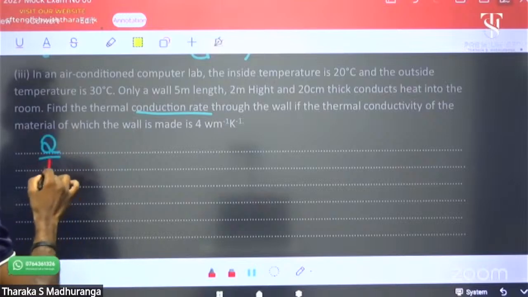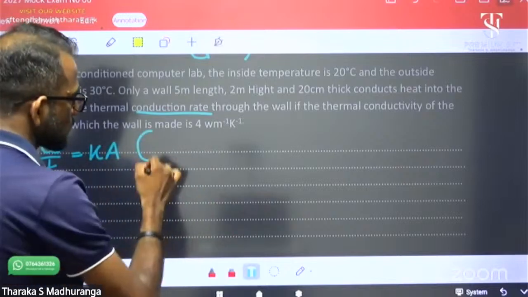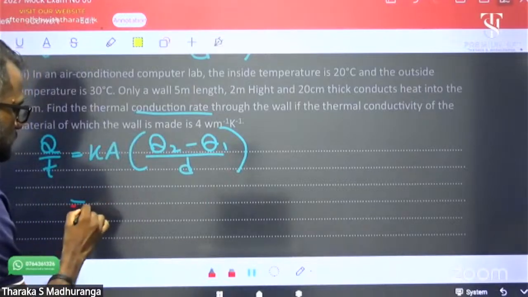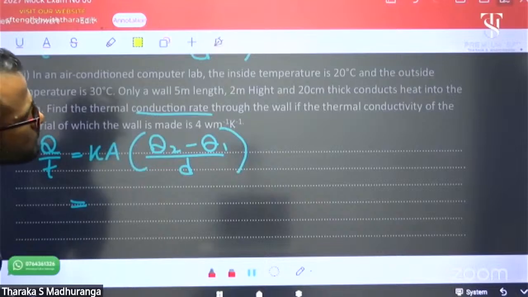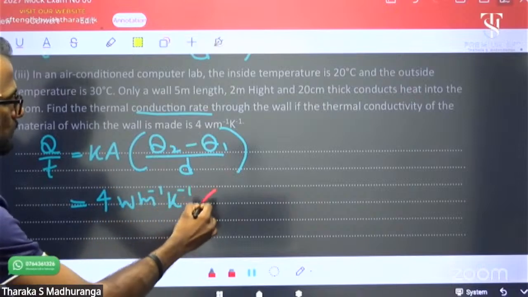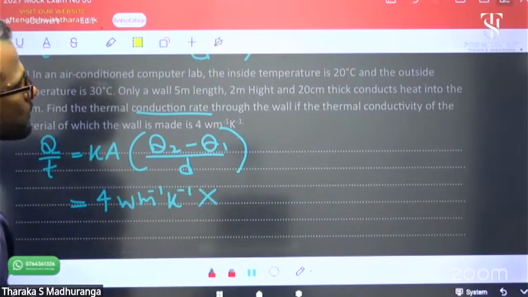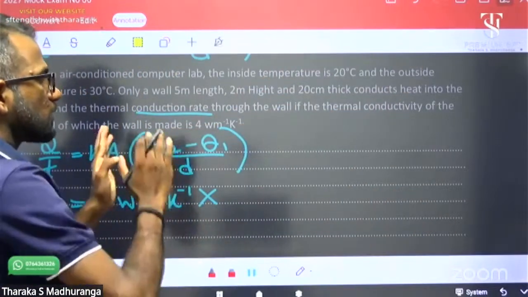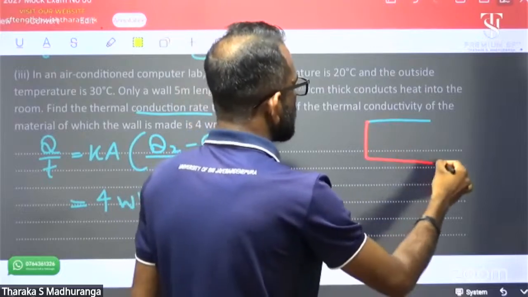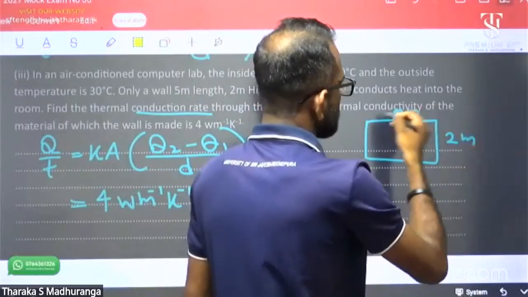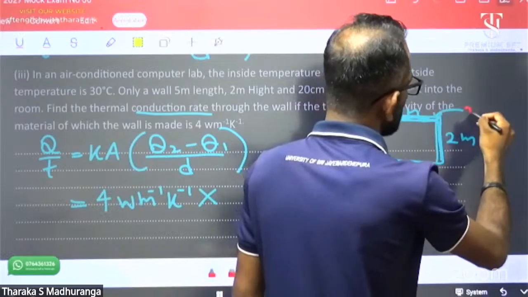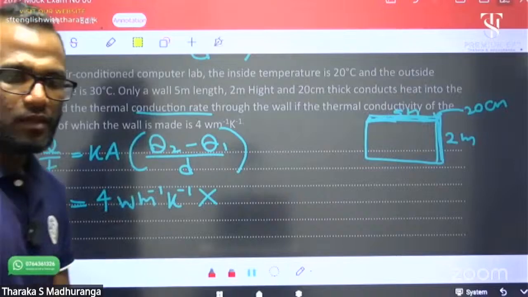Now Q over T equals KA, theta 2 minus theta 1, that means the temperature difference, divided by D. Okay, K, the thermal conductivity, is given as 4 watt per meter per Kelvin, into the cross section area. What is the wall cross section area? This is the wall, 5 meter length and 2 meter height, and its thickness is only 20 centimeter. Then what is the cross section area?